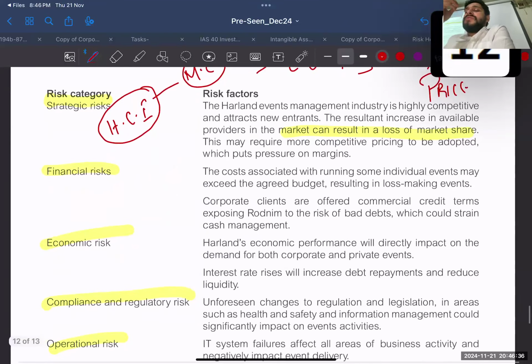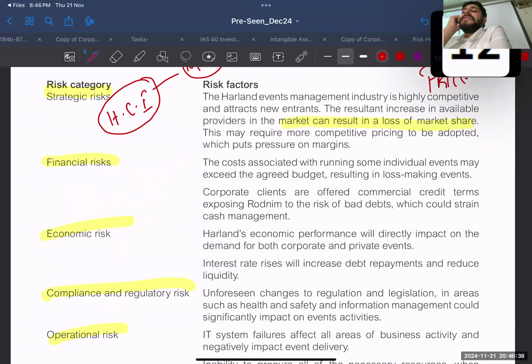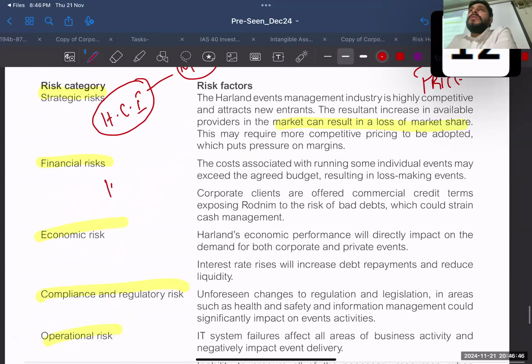Financial risk. The costs associated with running some individual events may exceed the agreed budget, resulting in a loss-making event. So the budget was $1 million and the actual amount went to $1.1 million. So there may be an increment of loss for the company. Then corporate clients are offered commercial credit terms, exposing Rotterdam to the risk of bad debt. Sir, this is the deferred payment that you were talking about. We are offering them commercial credit terms.